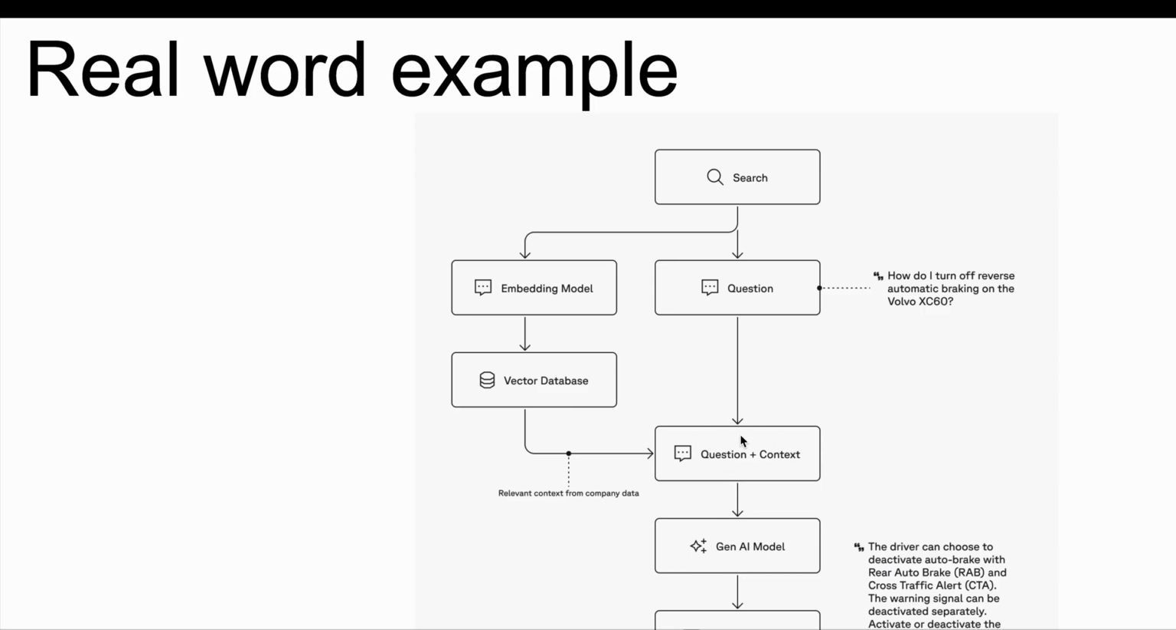Now the question and context, which is whatever matching results we get from the vector DB plus the question we asked earlier, these two will create a prompt and be passed into the AI model. Then the AI model will provide a reliable answer, like the driver can choose to deactivate auto brake with rear auto brake, right? So we get the entire steps to turn off the reverse automatic braking on a Volvo. This is how AI search works in a real-world example.